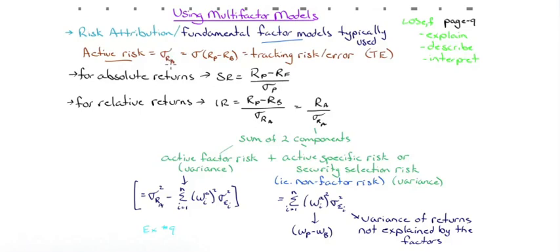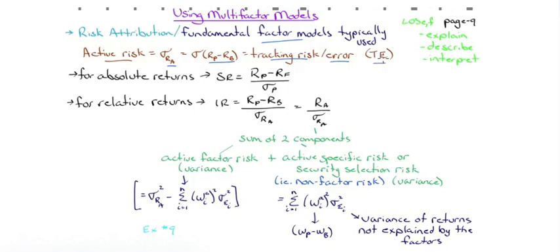So active risk, R sub A is active return. So active risk is just the standard deviation of the active return, and the active return is the return on the portfolio minus the return on the benchmark, also called tracking risk or tracking error. You might see it as TE.